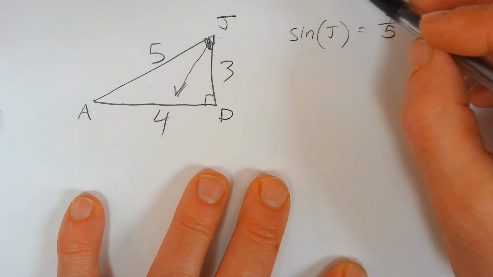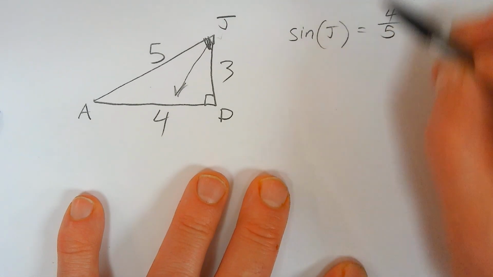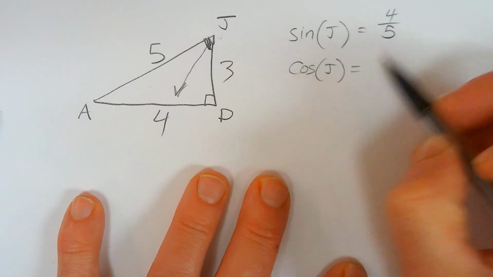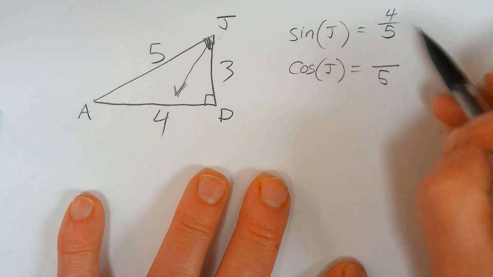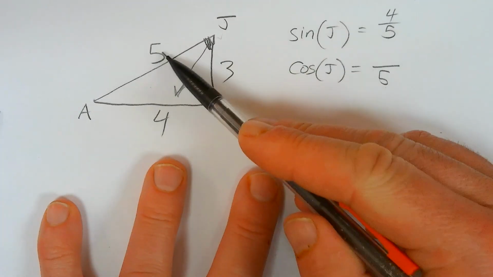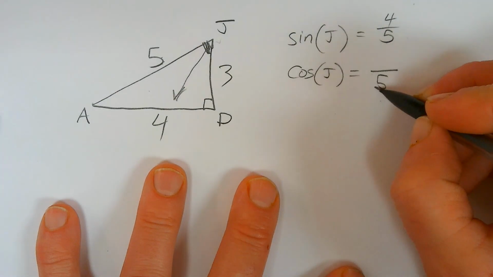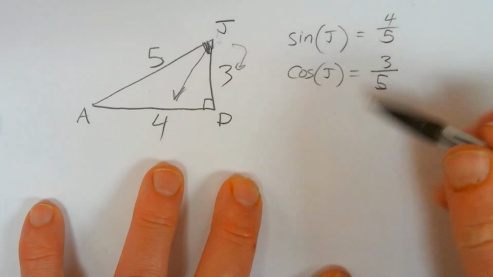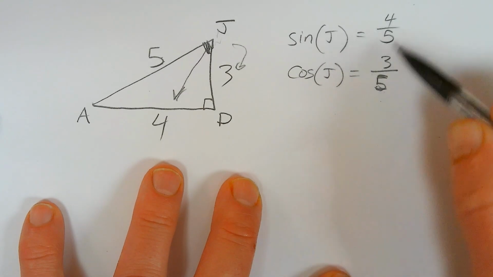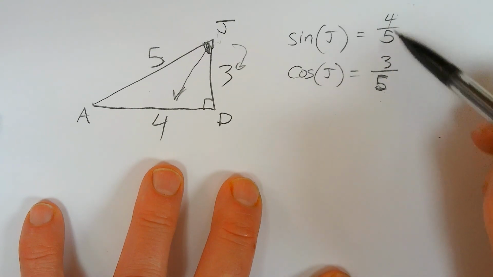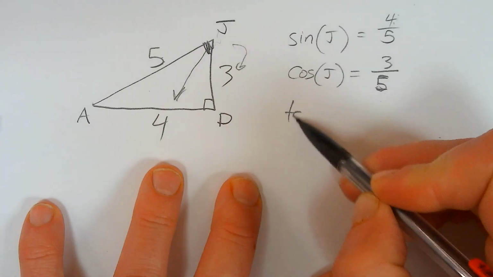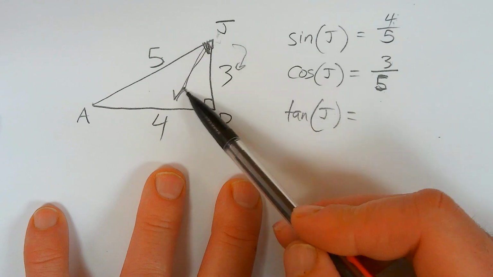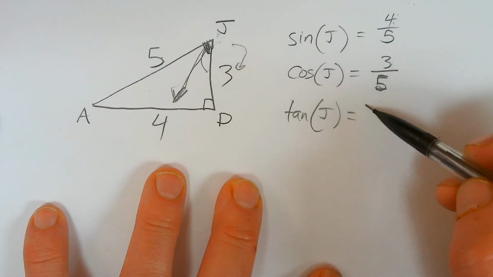Now this is kind of nice because the next one has the hypotenuse in the denominator also. The cosine of J is the adjacent over the hypotenuse. I already know the hypotenuse, it's 5. But what's the adjacent? What's adjacent to J? 3. And now I want opposite over adjacent, which is going to be 4 over 3 for the tan. Opposite over adjacent is 4 over 3.